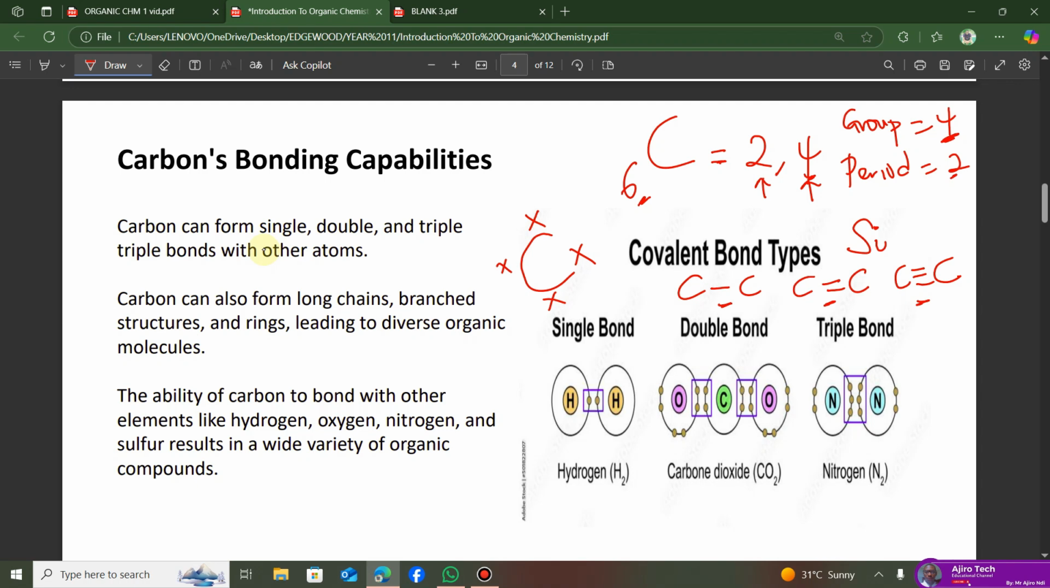We're going to see how to display all of this when we begin to draw display formulas or structural formulas. We'll see more on how to apply all of this knowledge. But the fact remains that carbon is so special.